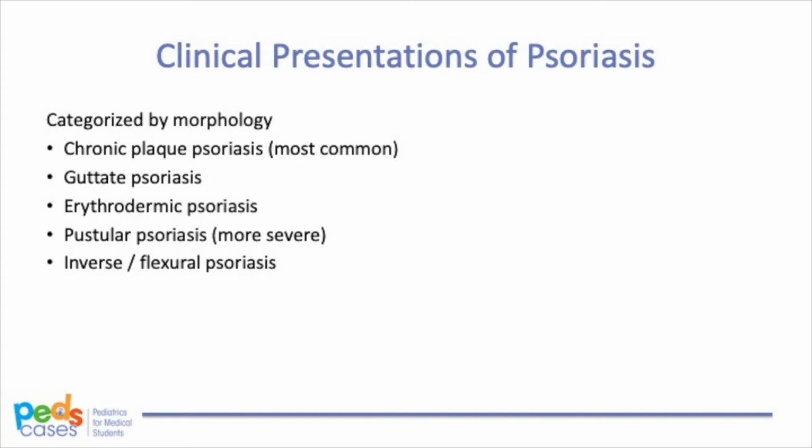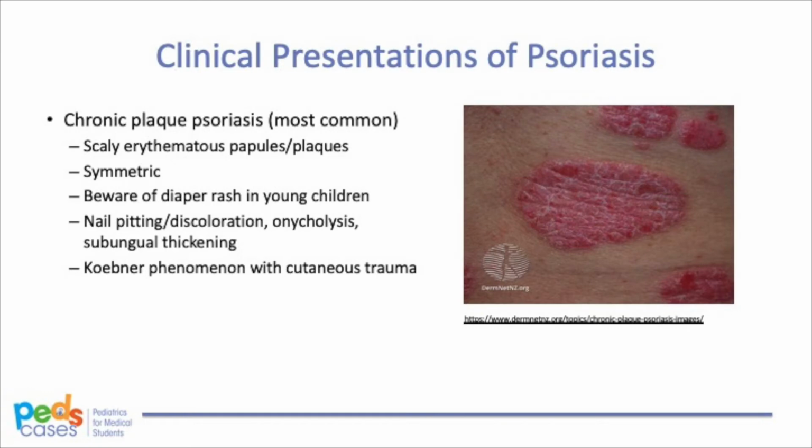There are different clinical variants of psoriasis, which are classified based on morphology. These include chronic plaque, guttate, erythroderma, pustular, and inverse or flexural psoriasis. We'll discuss them one by one later. Compared with adults, pediatric patients have different distribution, and they are more likely to have the face, scalp, intertriginous, and diaper areas involved.